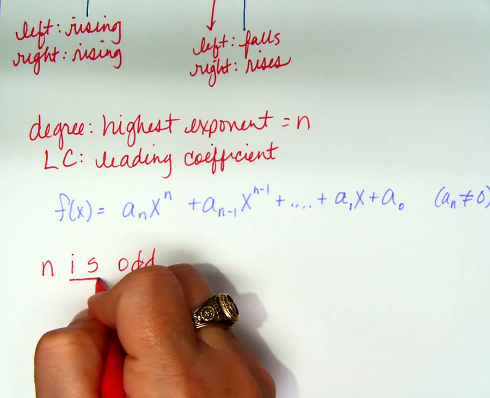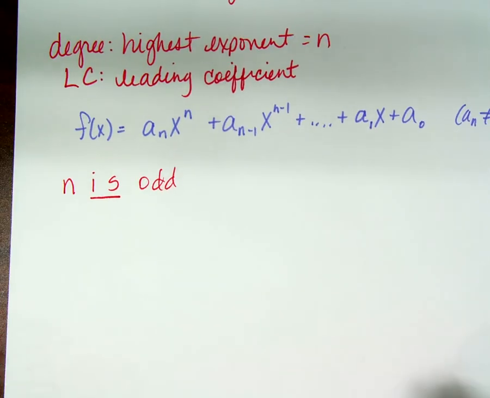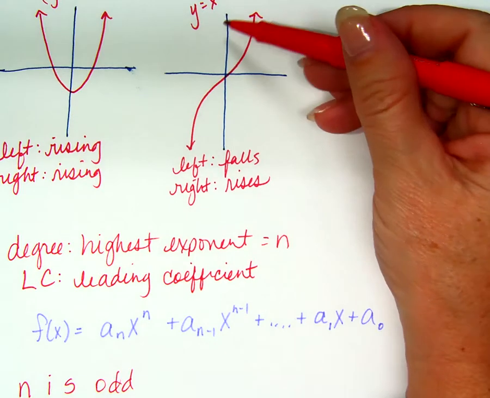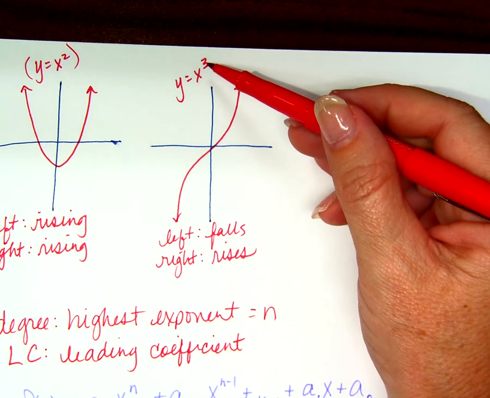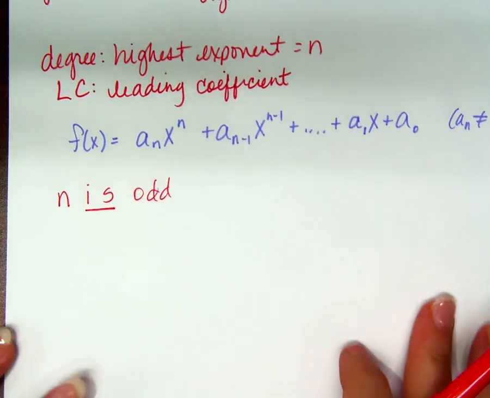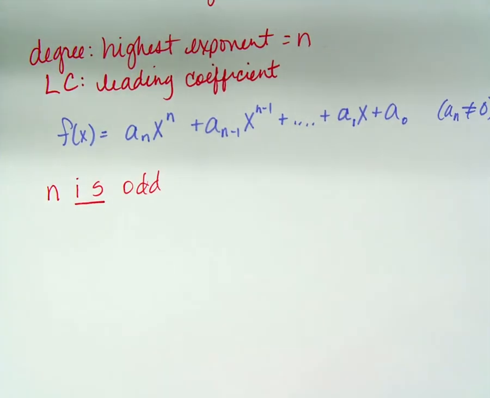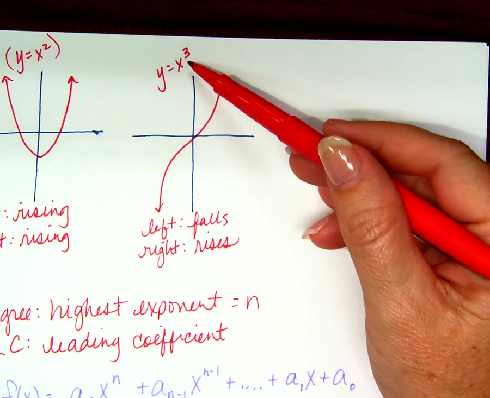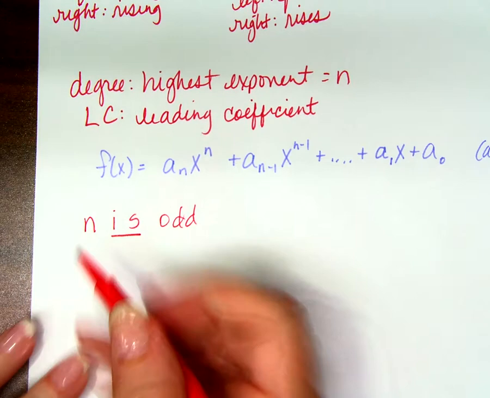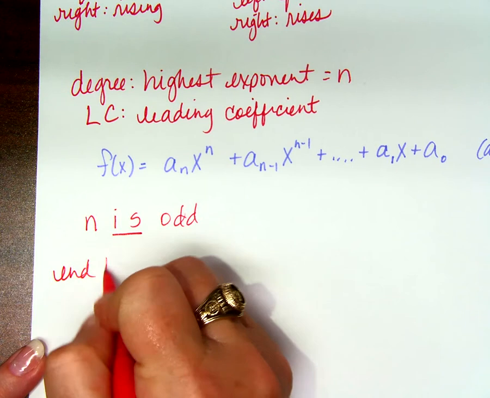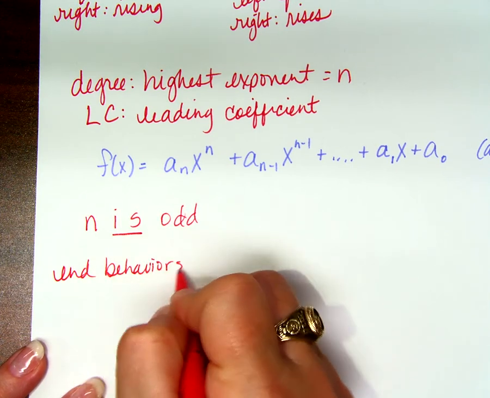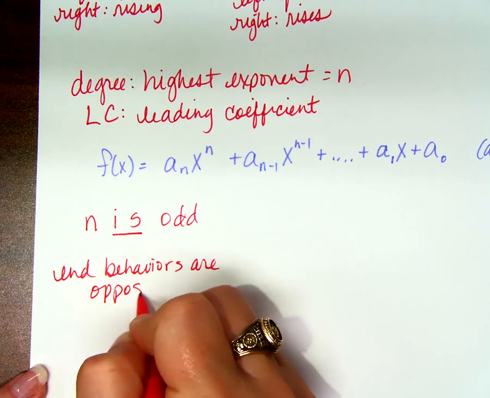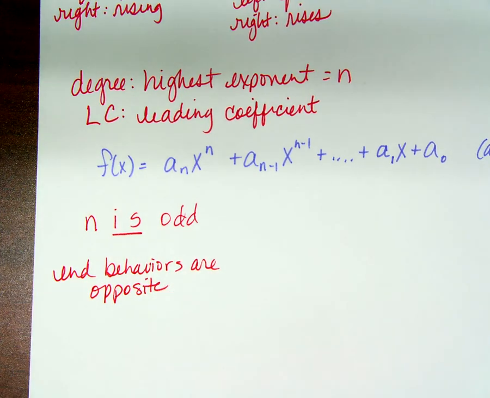When n is odd, so like this, see how the 3, that's an odd number, okay? When n is odd, tell me about the end behaviors. They're going to be opposite, right? When the degree is odd, the end behaviors are going to be opposite. So if I could figure out one, I would automatically know the other because of the fact that we know that those are opposite, okay?